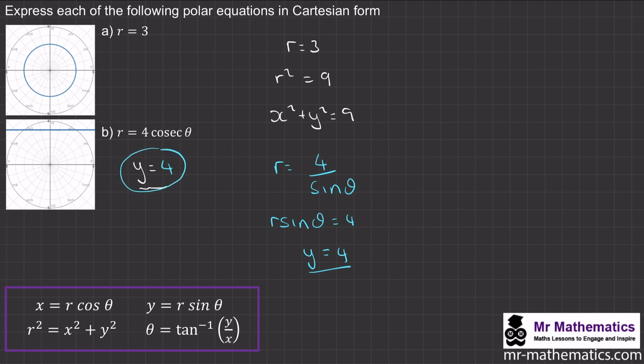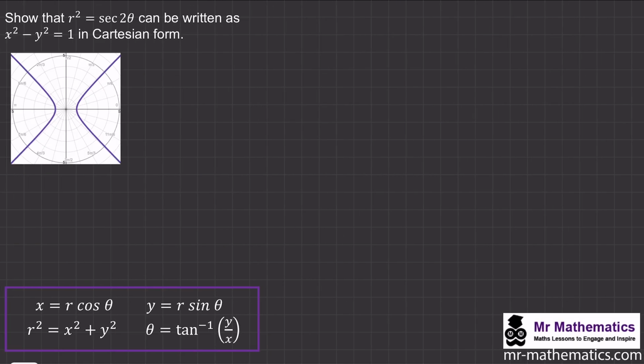Let's try one more example. Okay, so finally, we've been asked to show that r squared equals sec 2 theta is equivalent to the Cartesian form of x squared minus y squared equals 1. So the first thing we're going to do is to write this as 1 over cos 2 theta. So r squared is equal to 1 over cos 2 theta. But when we deal with polar equations, we need theta, not 2 theta. So we're going to use the double angle formula, that cos 2 theta is equal to cos squared theta minus sine squared theta.